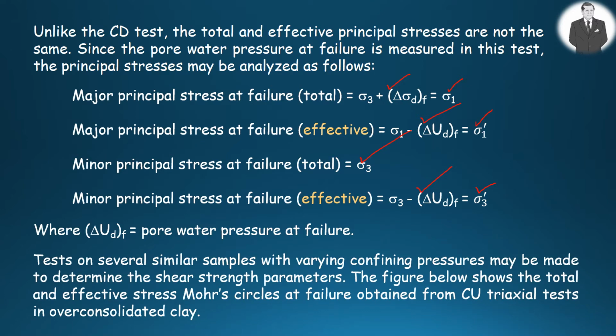Tests on several identical samples with varying confining pressures may be made to determine the shear strength parameters. The figure on the following slide indicates the total and effective stress Mohr circles at failure obtained from CU tests in over-consolidated clay.